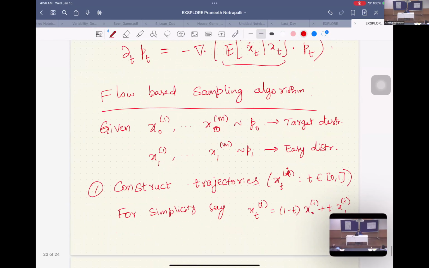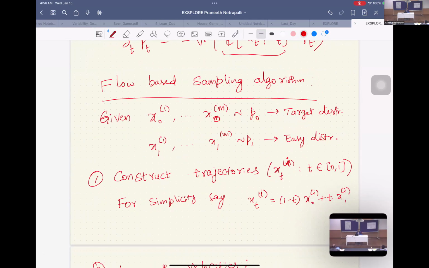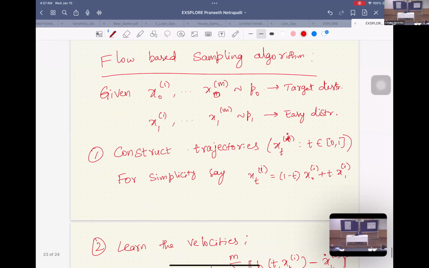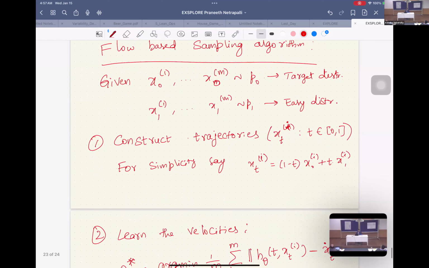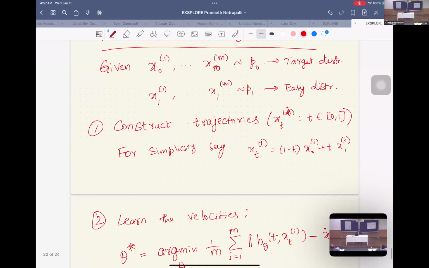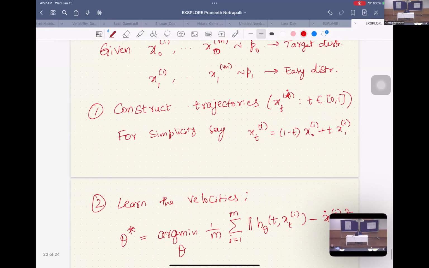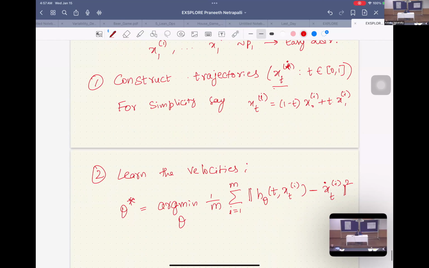Yeah, P1 is an easy to sample distribution. You can match any to any. You can get many more pairs, not just M, but you have to be careful about overfitting. So you construct trajectories where you can match whatever, and this linear interpolation might be one of the simplest things. If your xt is given by this, the velocity is just a straight line.